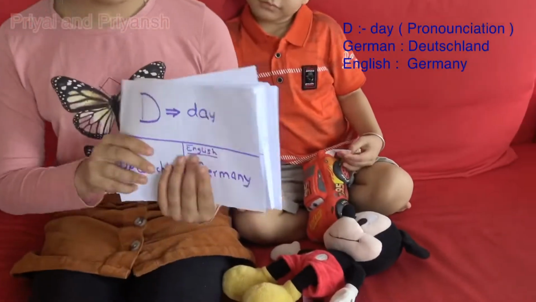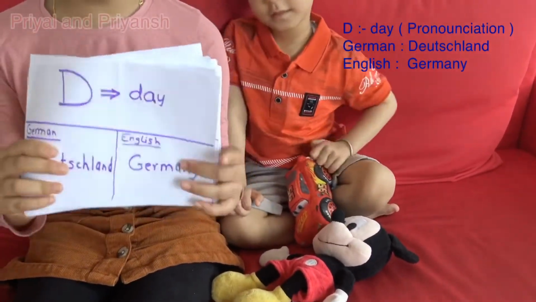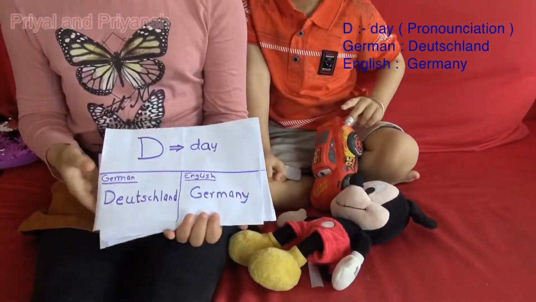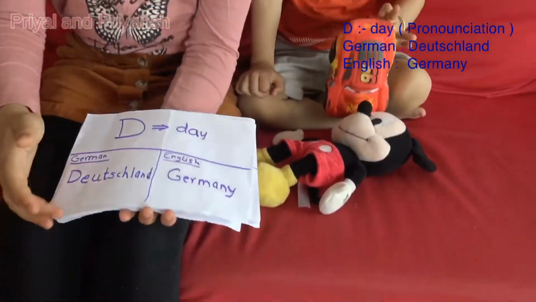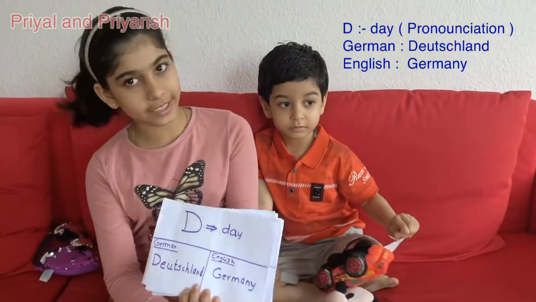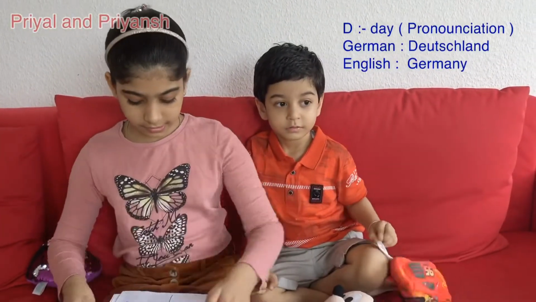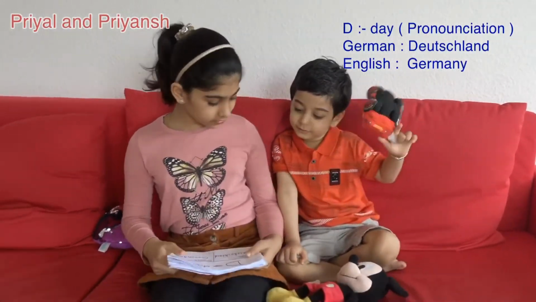The next letter is D, and in German it's day, and in German it's Deutschland, and in English it's Germany. Pronounce, say day, day, and Deutschland, Deutschland.